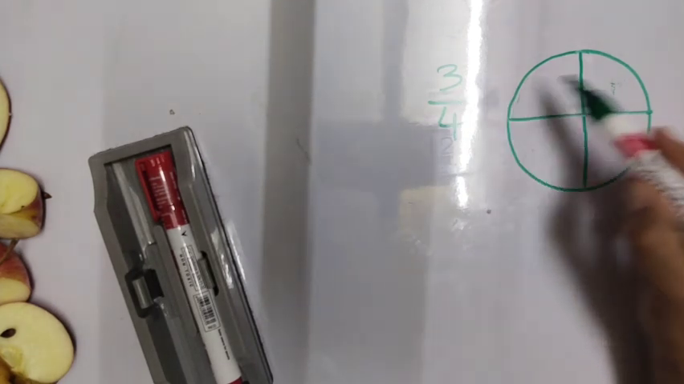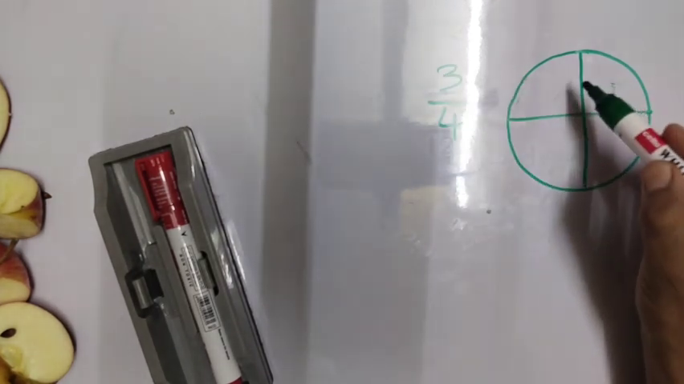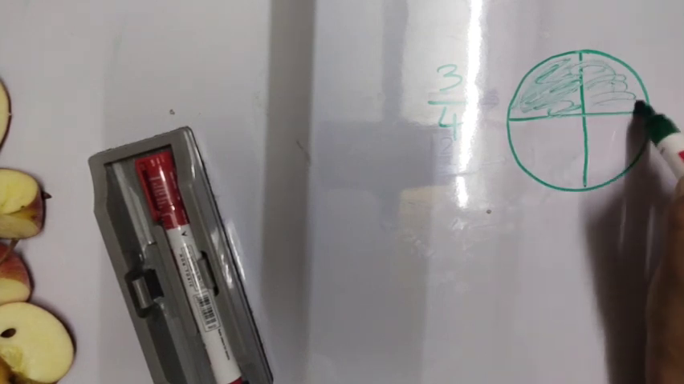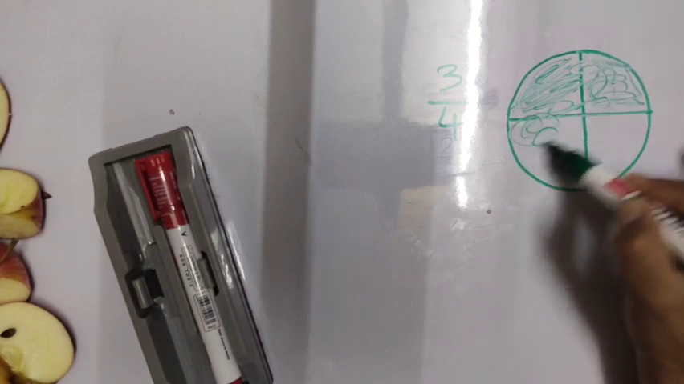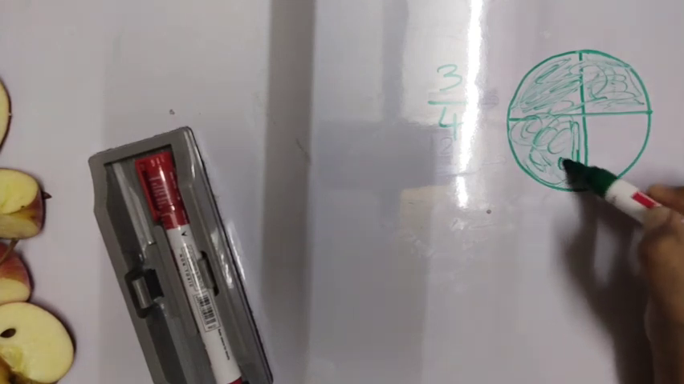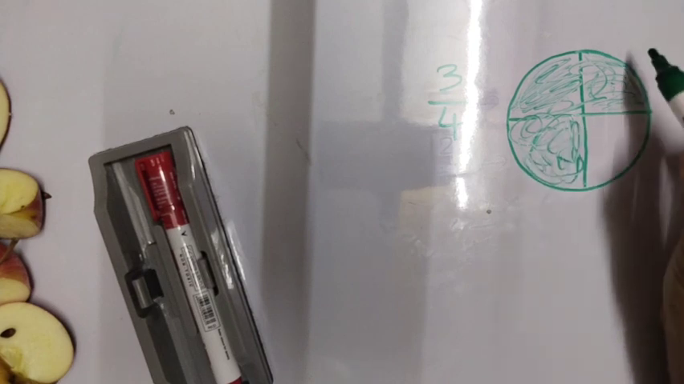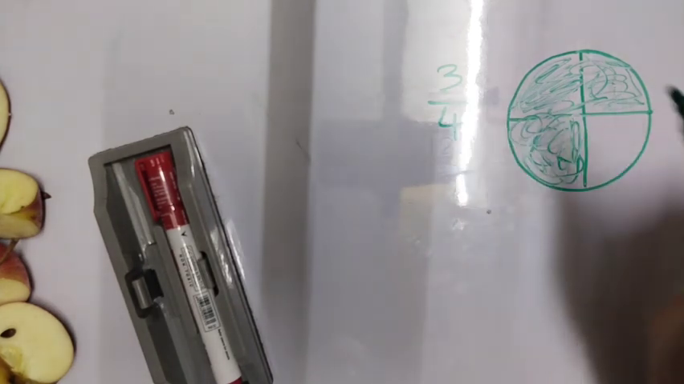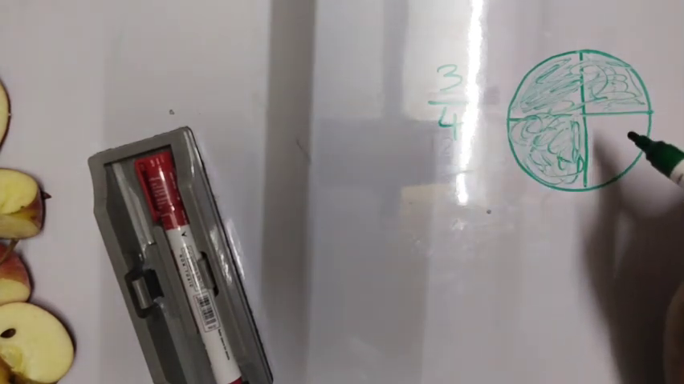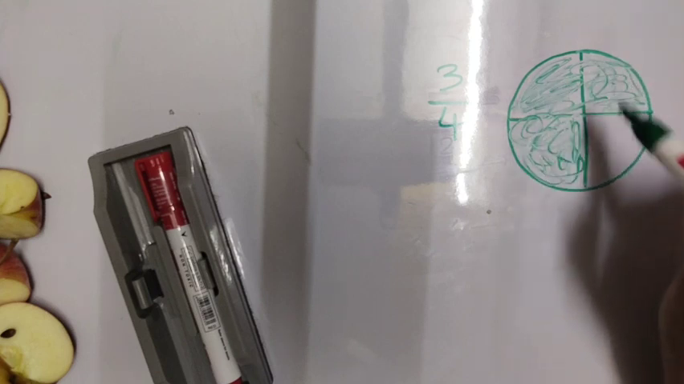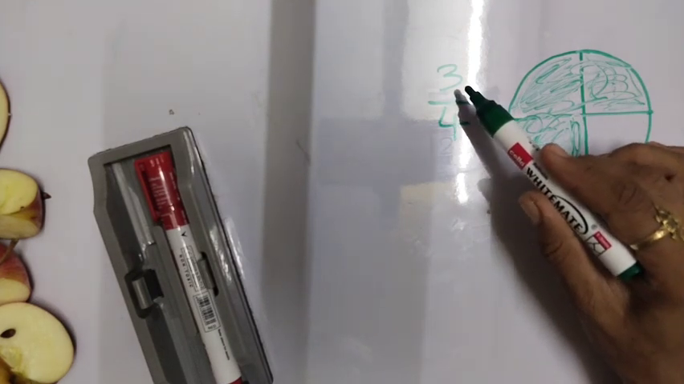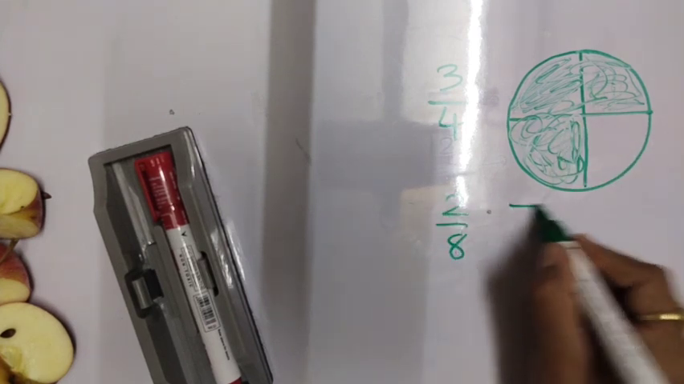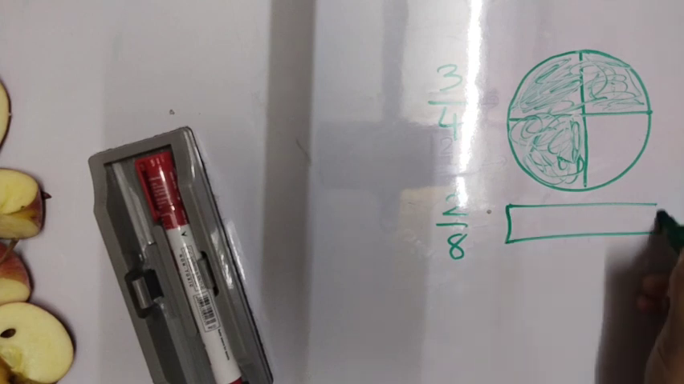So if we shade the numerator, 3, three parts are shaded. We made this circle into four equal parts and we are shading 3. Okay, 3/4. This is the pictorial picture for the 3/4 fraction.